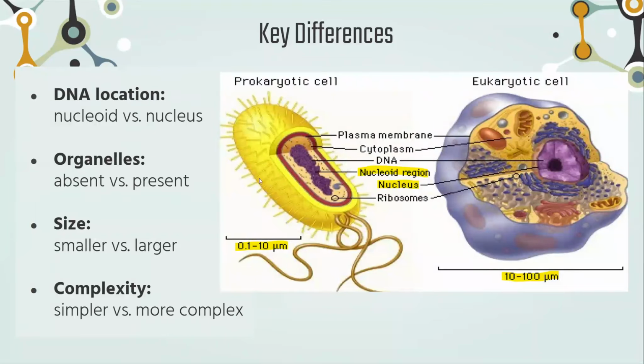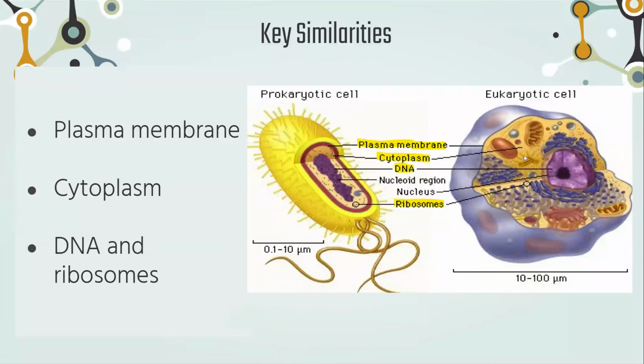Some key similarities between these two cells are plasma membranes. They both contain plasma membranes. They both have a cytoplasm, and they both contain DNA and ribosomes.